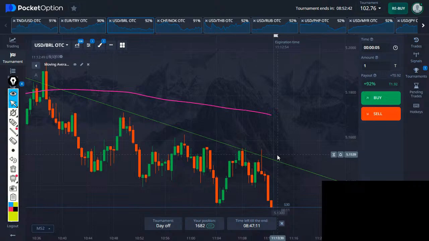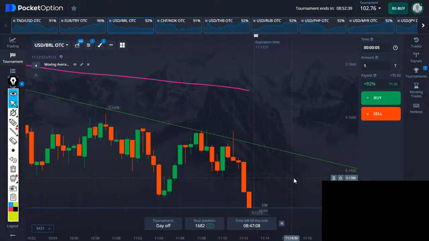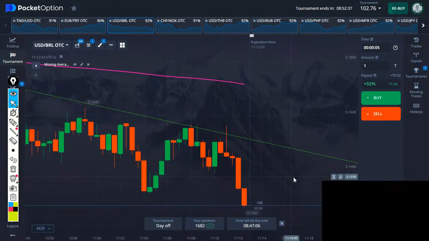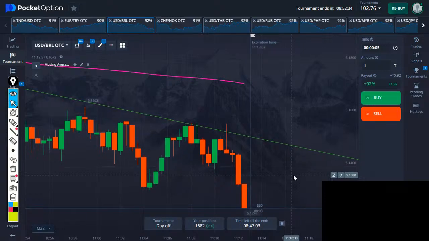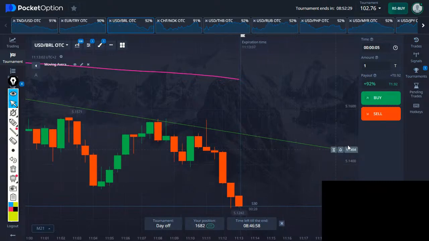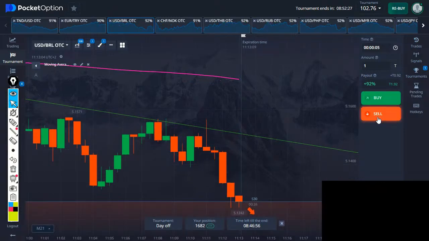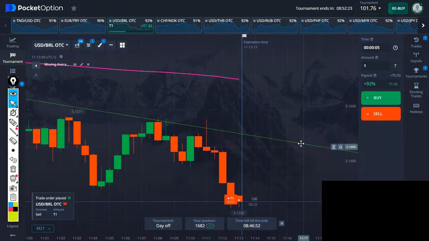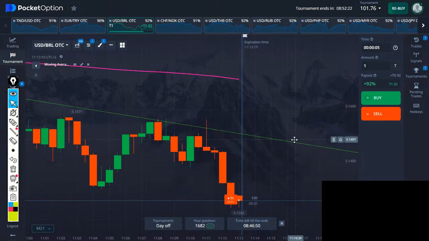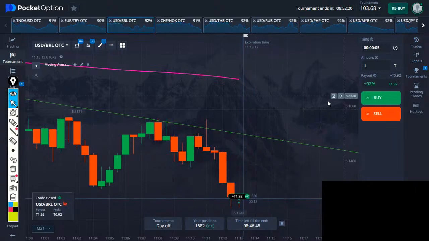Let's see. I need a red opening on the next candle. Okay, 28, 27, 5. We have a red. We go for a sell. Beautiful. Fourth win in a row.